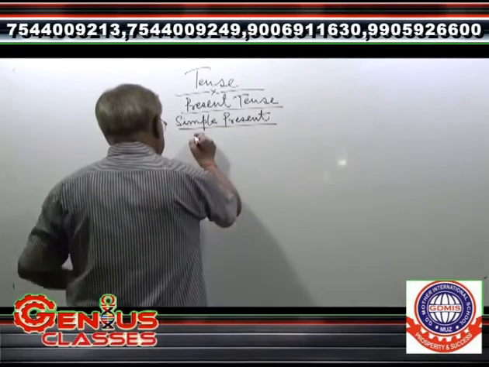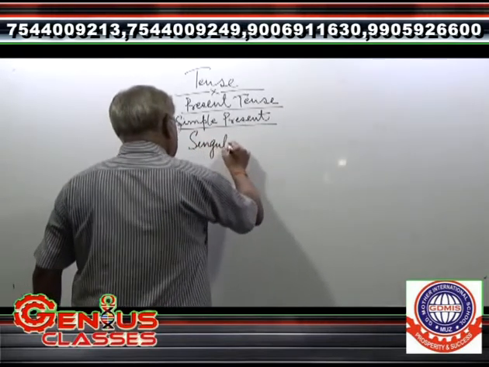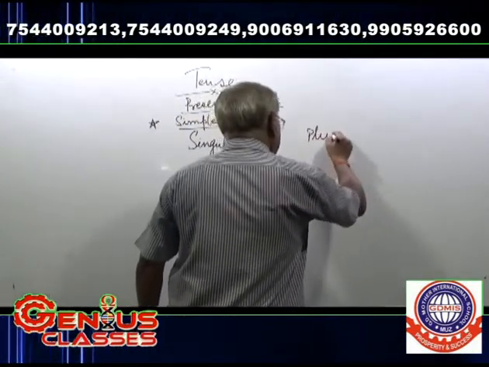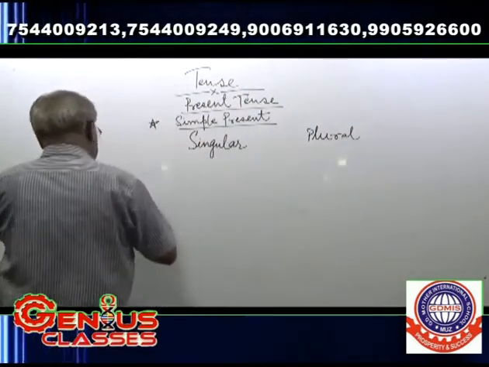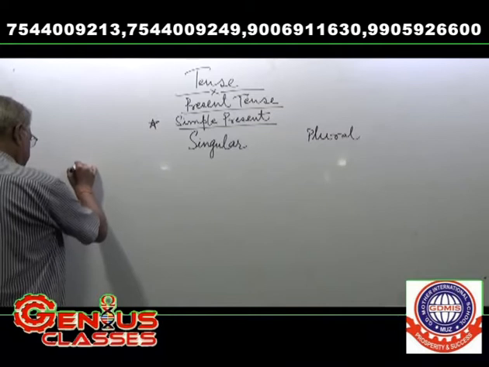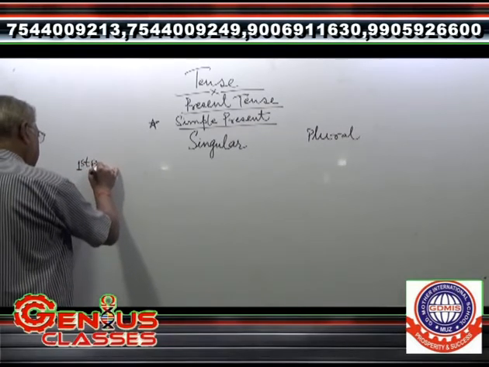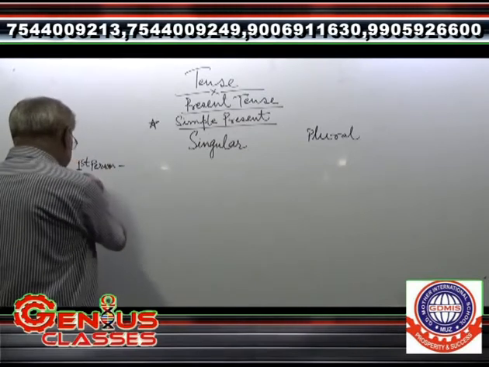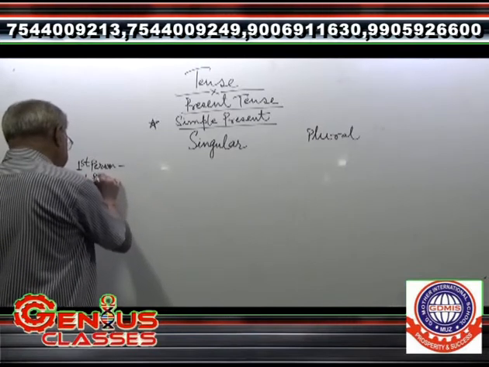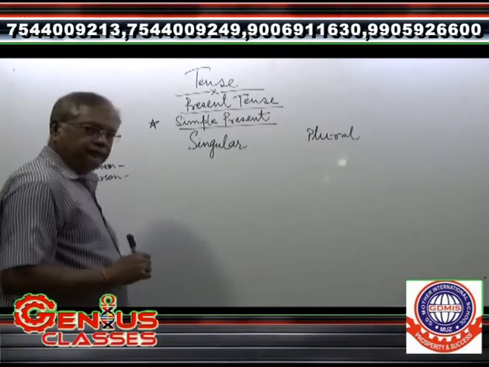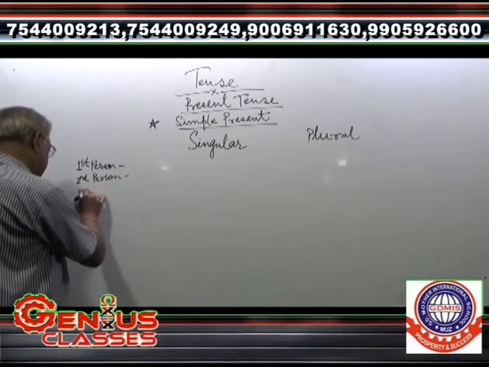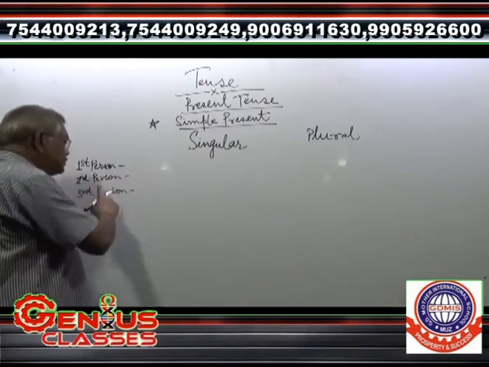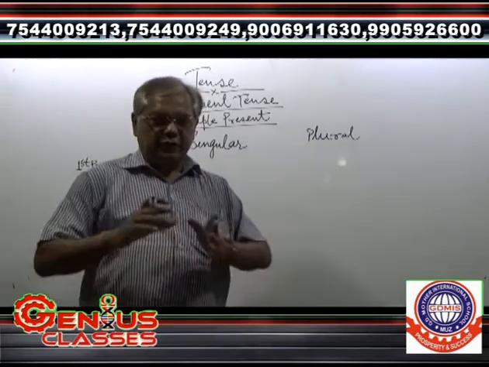That is, here I am writing singular and here I am writing plural. And after the first person, then second person, then third person. So these persons are actually indicated with the pronoun.